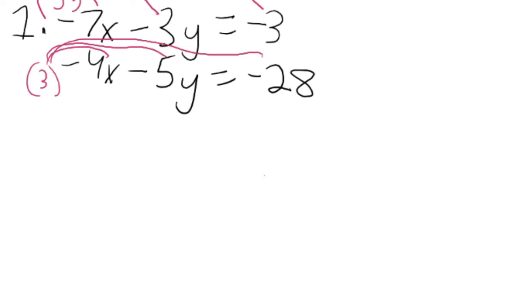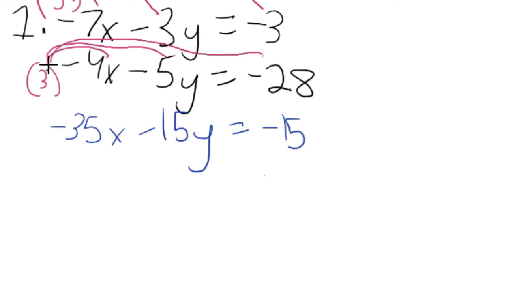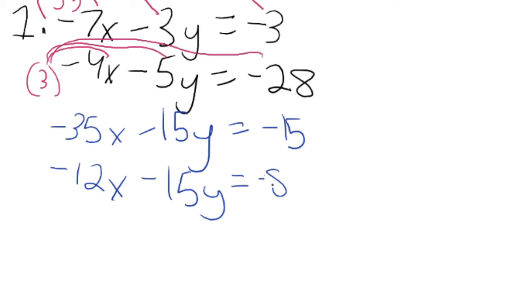So I'm going to write my new equations in a dark blue. So 5 times negative 7x, negative 35x. 5 times negative 3y, negative 15y. 5 times negative 3 equals negative 15. Then for the second equation, 3 times negative 4x, negative 12x. 3 times negative 5y, negative 15y. See, now they're the same. And 3 times negative 28 is negative 84.